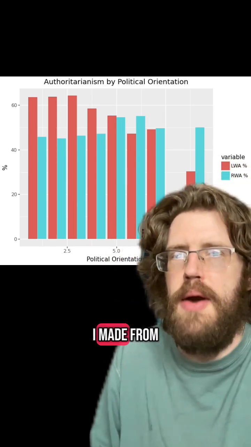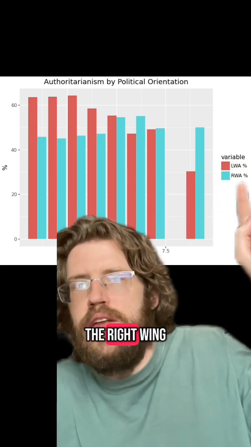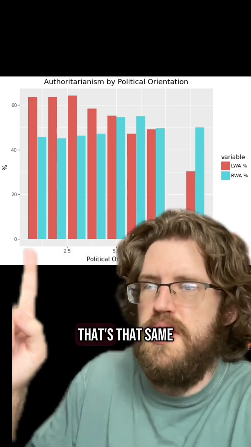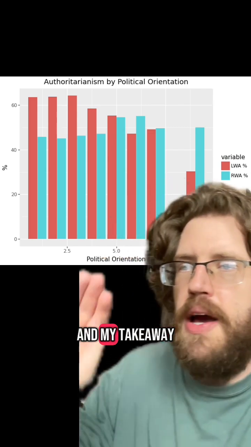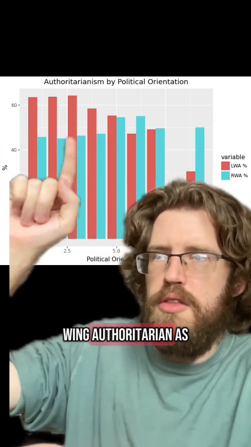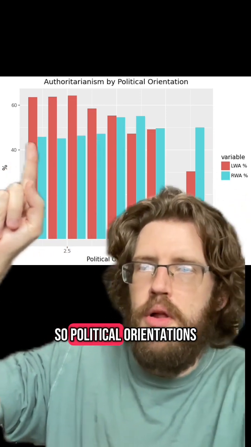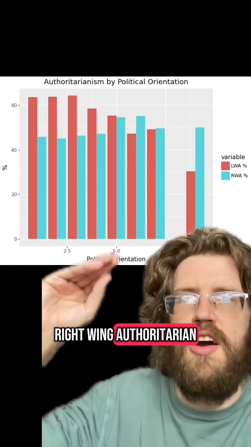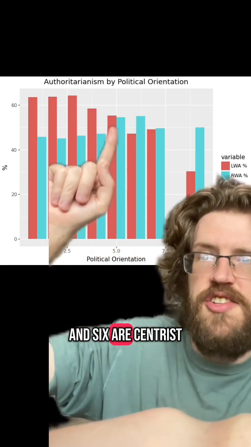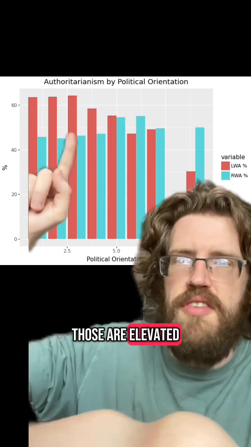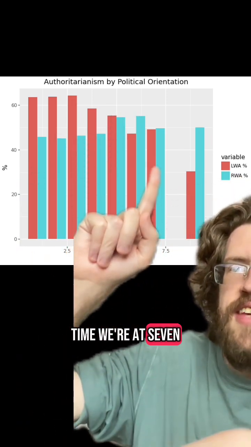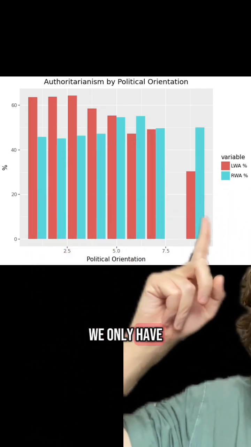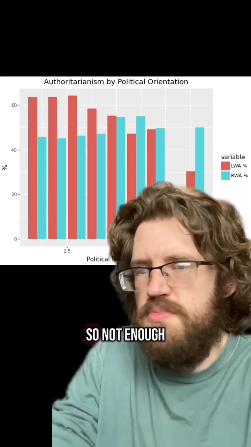So here we're back to a graph I made from their data. And what we're looking at is the right-wing authoritarianism percentage in blue by political orientation. That's that same 1 to 10 scale. And my takeaway here is that you don't get more right-wing authoritarian as you go right. So political orientations 1 to 4, they're all kind of the same right-wing authoritarian. Political orientations 5 and 6 are centrist, and those are elevated relative to 1 to 4. But by the time we're at 7, we're back down, kind of a similar number to 1 to 4. And then after 7, remember, we only have one person for these 3 numbers, so not enough data.